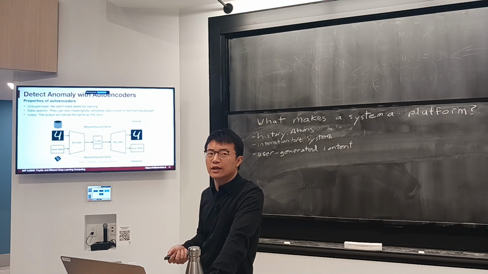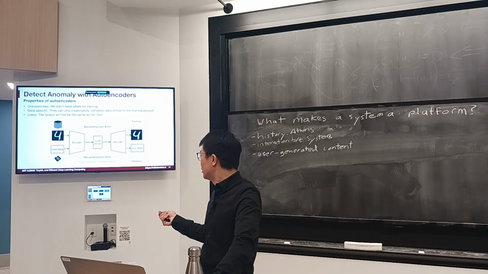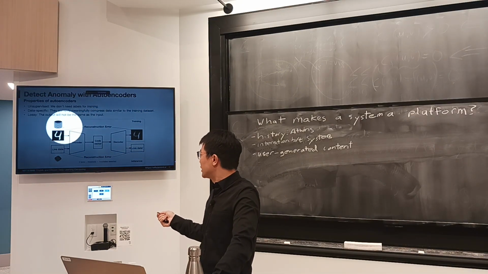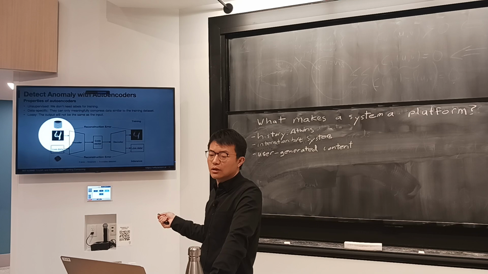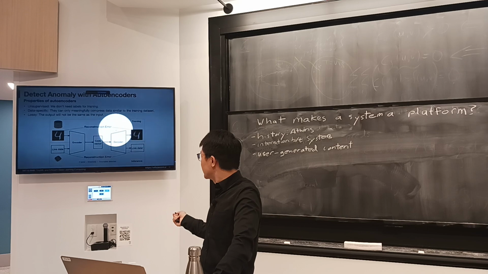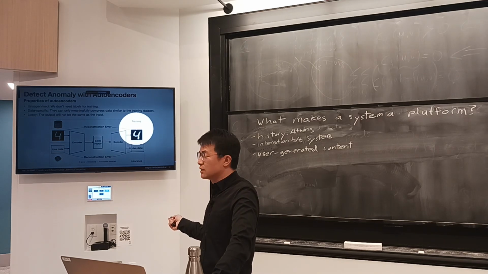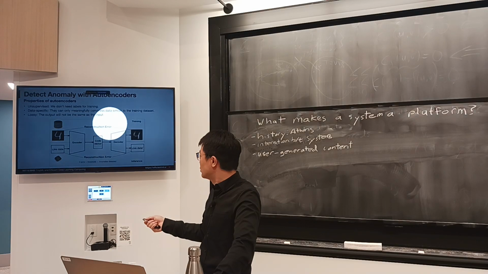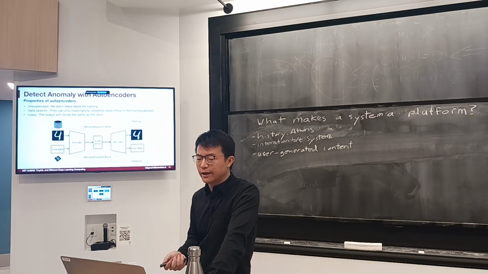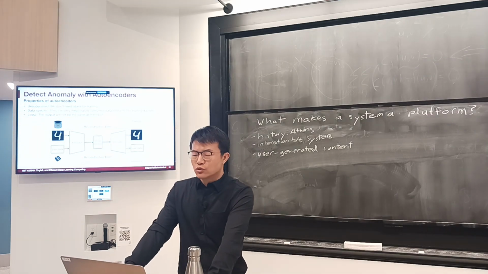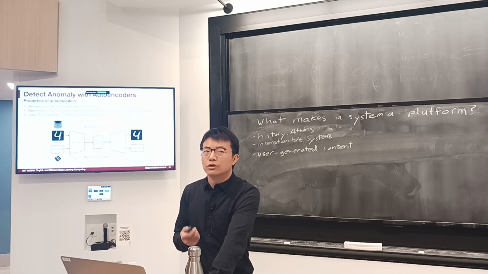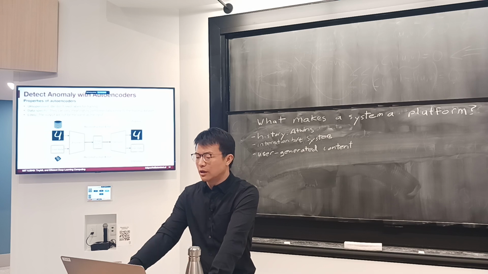So it cannot reconstruct an abnormal input data. Therefore, the reconstruction error will be high. But if the input image follows the normal distribution, which has a lot of such images in the training data, the autoencoder will be able to reconstruct the output. So the reconstruction error will be low for normal data and will be high for abnormal data. So we can use such autoencoder to deal with many different signals, including images and also sound and audios.